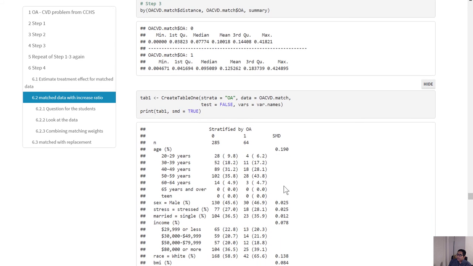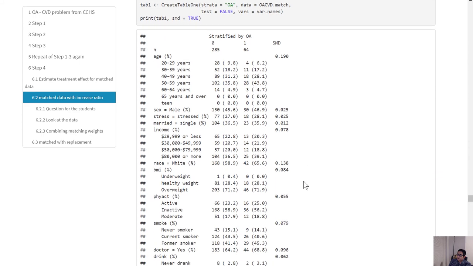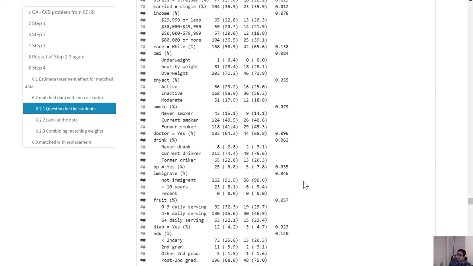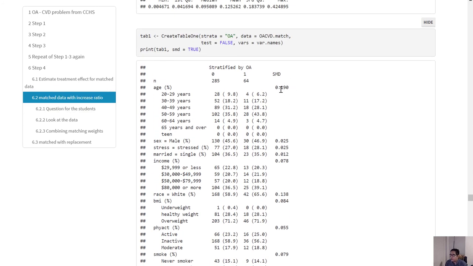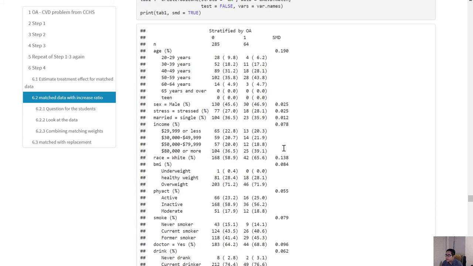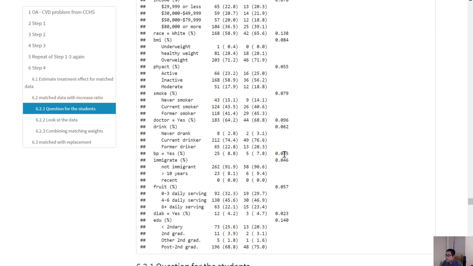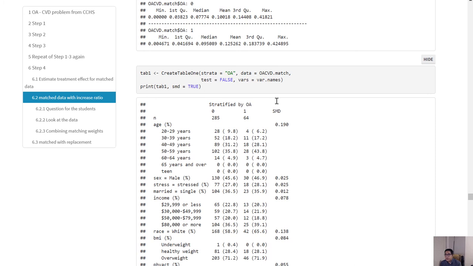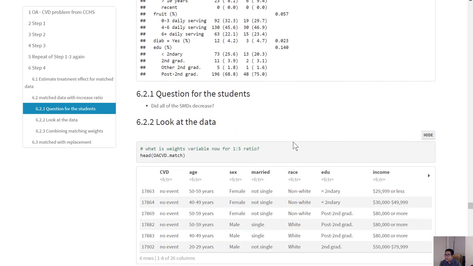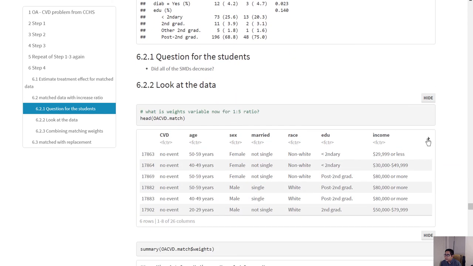And once we get that, I can run the create table 1 function again to check. And now you can see none of the SMDs in here are greater than 0.2. So this one is not greater than 0.2, and you can go down and you can see none of these are greater than 0.2. So you see you can improve balance by increasing the number of controls in your dataset as well, such as in this particular example. And you can try to look at the dataset.